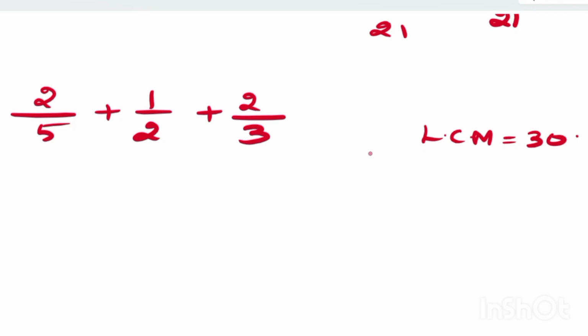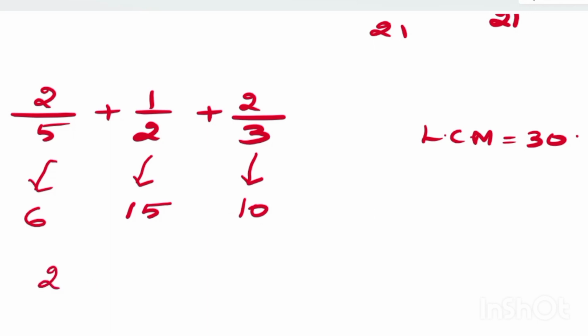Now what's your goal? Your goal is to convert this 5 into 30, this 2 into 30 and this 3 into 30. So if you have to convert 5 into 30, with which number will you multiply? You are supposed to multiply it with 6, right? So if you are going to convert this 2 into 30, with 15 you have to multiply. And if you are going to convert this 3 into 30, with 10 you will be multiplying.